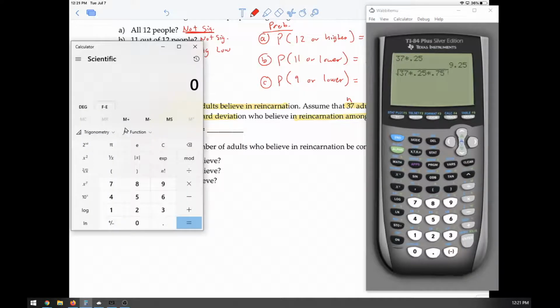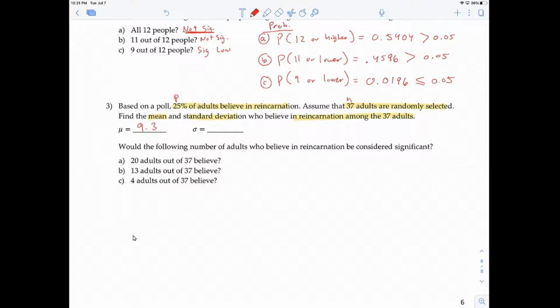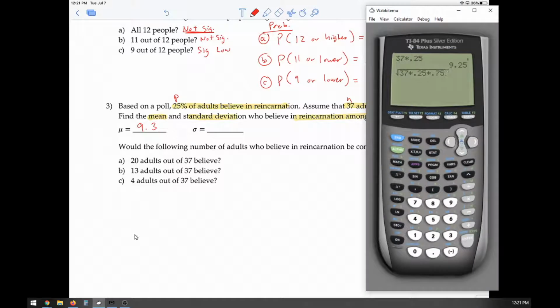Well, that's always 1 minus P, so that's 1 minus 0.25, right? That's how I got the 0.75. All right, let's go back to that. Okay, so we're going to evaluate, and we're going to get approximately 2.6 for our standard deviation.